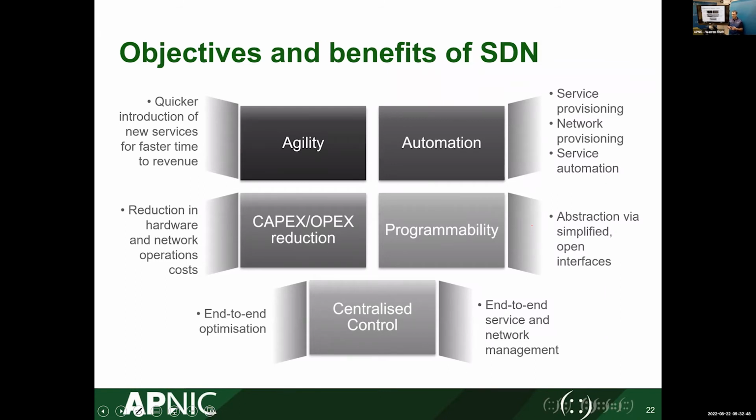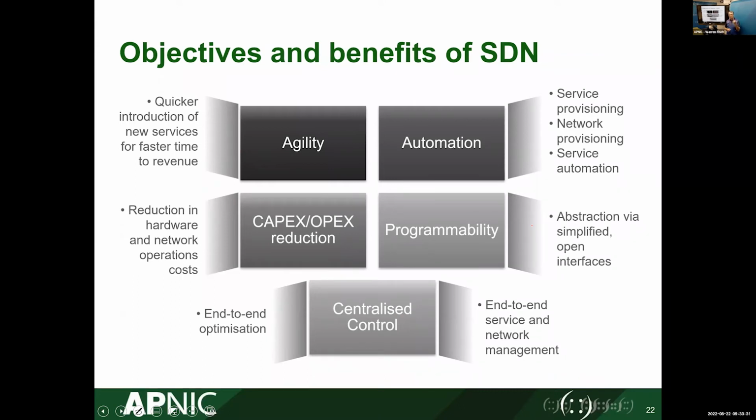So essentially what we're trying to achieve is this agility. So being able to bring up our different networks or overlay networks in a faster time frame, and with less human interaction. That way you get more revenue. From an automation point of view, that's where the agility comes in. And then if you're looking at the costing of the different devices, so reduction in your hardware and network operation costs, you can get savings for your CapEx, your capital expenditure, and your operational expenditure. And then hopefully you can have end-to-end optimization.